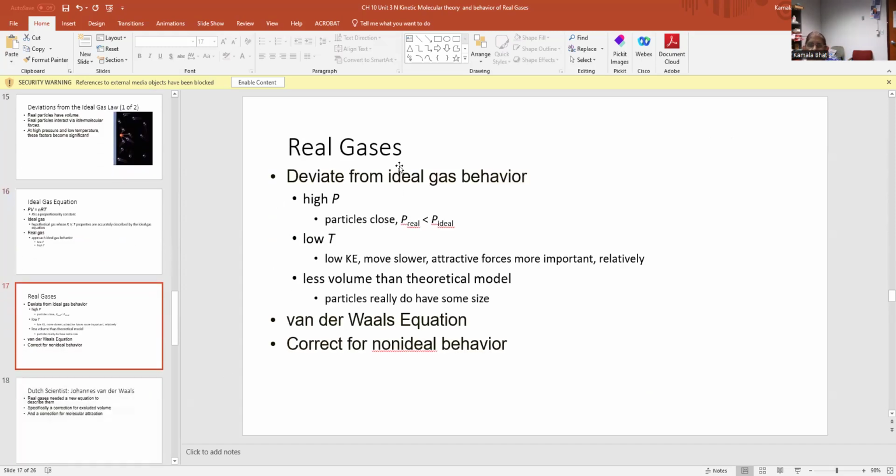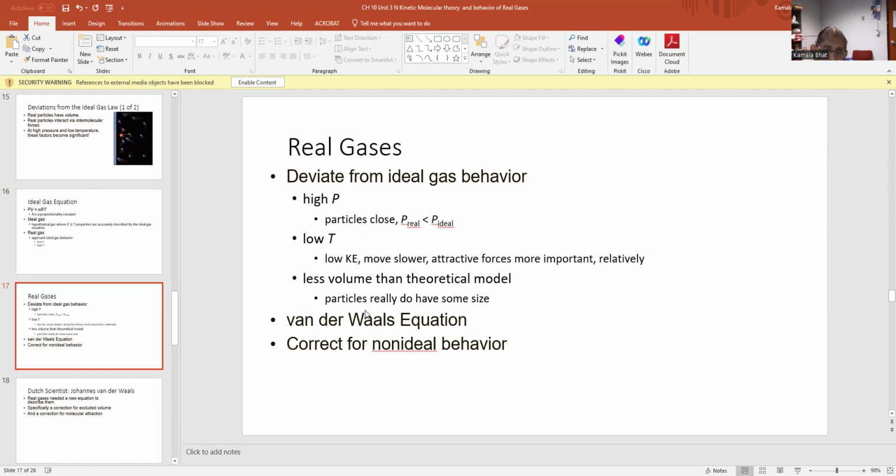Real gases deviate from ideal behavior. At high pressure, particles are close to each other, and therefore the pressure of the real gas is less than the pressure of the ideal gas because of forces of attraction that tend to hold them together. At low temperatures, low kinetic energy means particles move slower, attractive forces become more important, and there is relatively less volume than the theoretical model predicts. Particles really do have some size, and therefore we have to use another correction factor for non-ideal behavior.